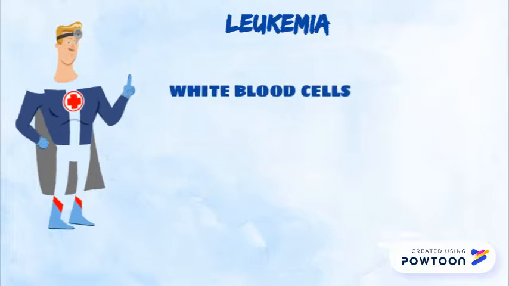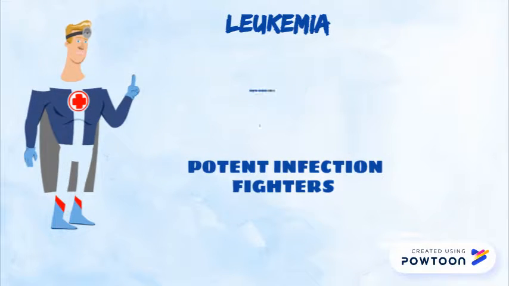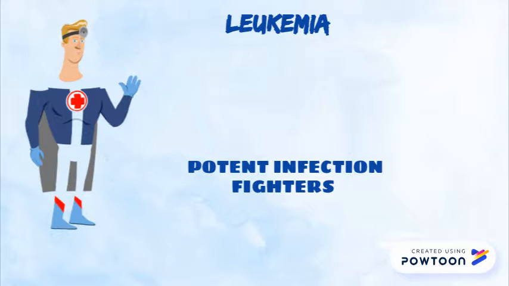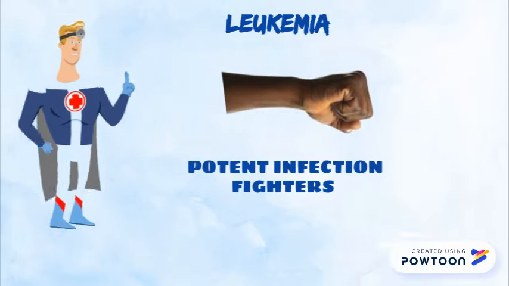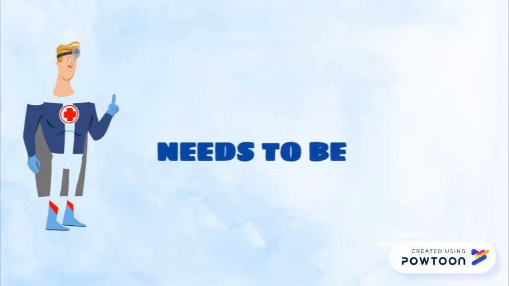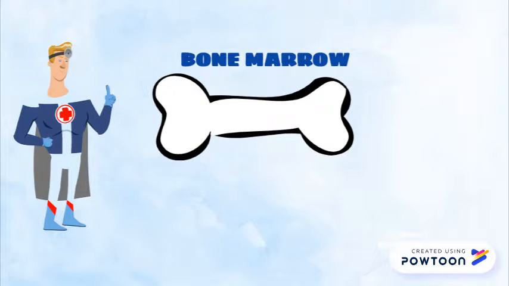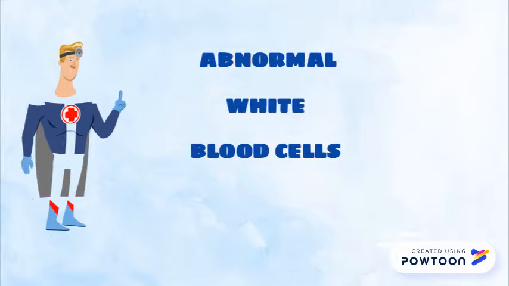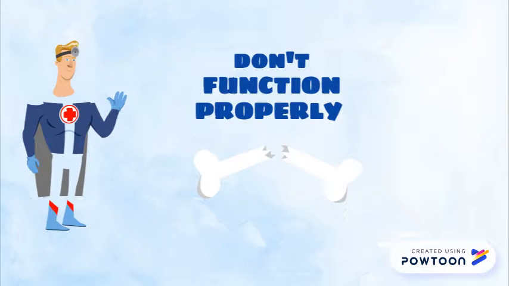Leukemia usually involves the white blood cells. The white blood cells are potent infection fighters, which means they have great power of fighting infections. They grow and divide in an orderly way, the way your body needs them to, but in people with leukemia, the bone marrow produces abnormal white blood cells, which don't function properly.